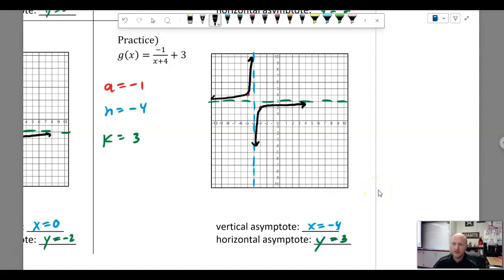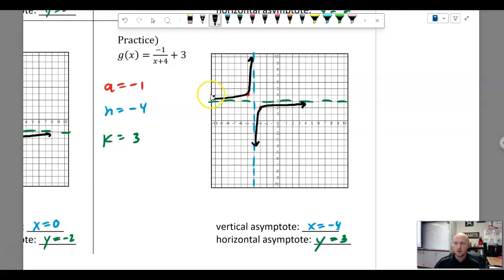Okay, and here is the solution. You should have an A value that is -1, so you get reflection. Your H value is -4. Remember, it's the opposite. If you're going to mess up, that's probably where it's going to be. So we go left 4, and then our K value is 3, so we're shifted up 3. This one had everything, okay?